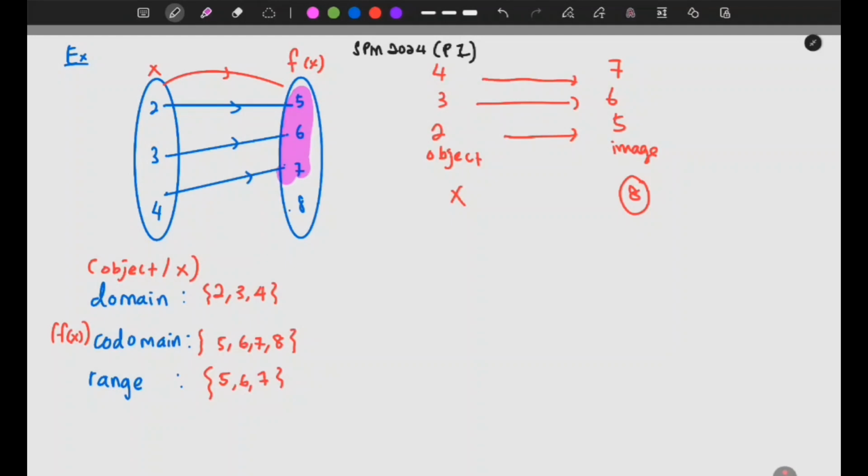Now let's go to the common exam type of questions. Common exam type of question, they will give, for example, a function, for example fx.